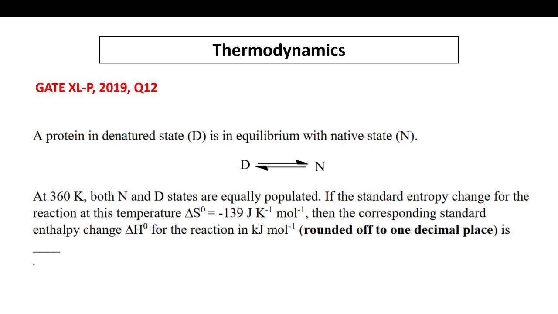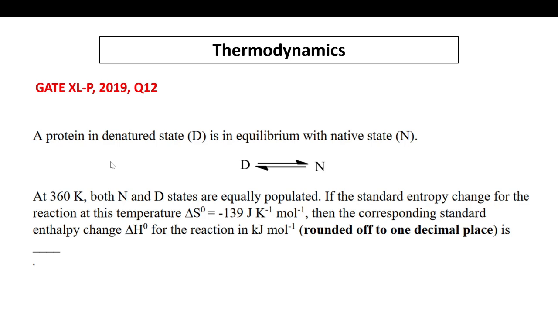Okay, so it means the concentration of the native state and the concentration of the denatured state of the protein is equal at 360 Kelvin. This statement means that the standard entropy change for the reaction at this temperature, delta S naught value, is given. So the standard change in entropy is given as minus 139 joule per Kelvin per mole. Okay, so what they have asked is to find delta H naught.